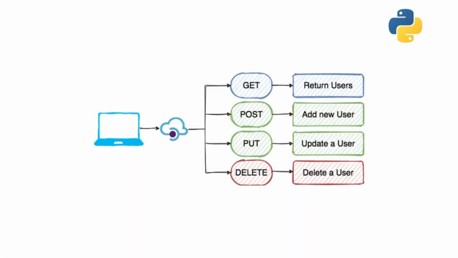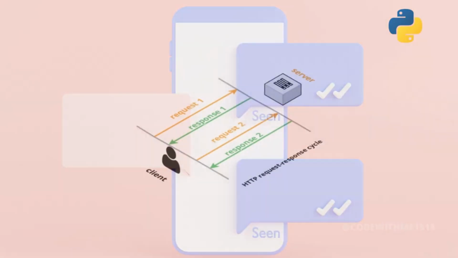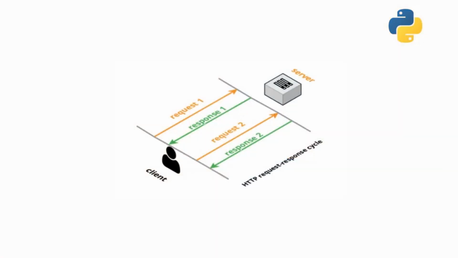Now, with Flask-SocketIO, you can create real-time features like chat applications that allow users to interact instantly. This brings dynamic, live functionality to your web apps.